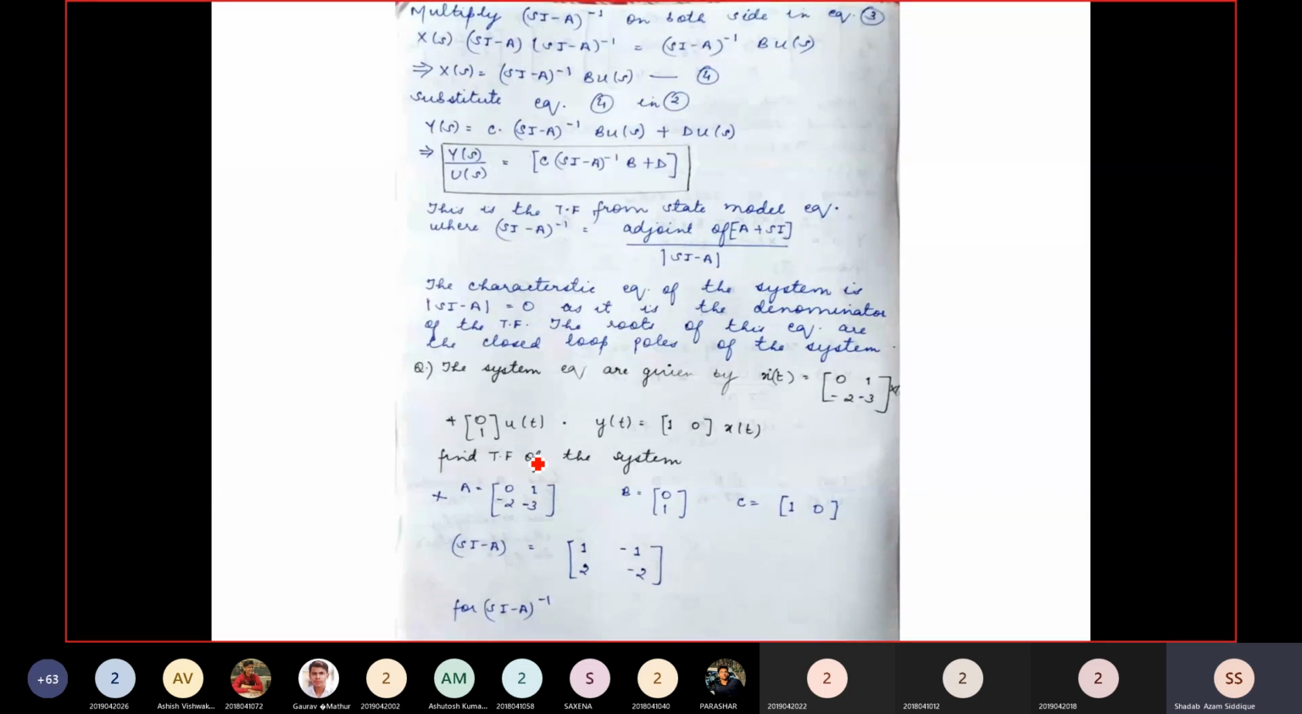So you need to find (SI minus A) inverse, and you are already familiar with how the inverse of a matrix can be found out. So you can go through it based on the problem.